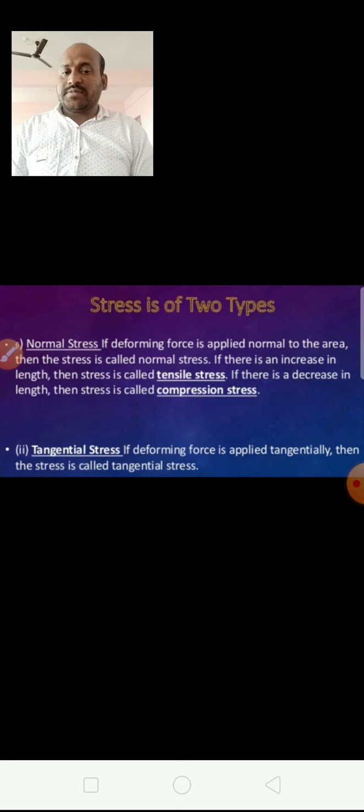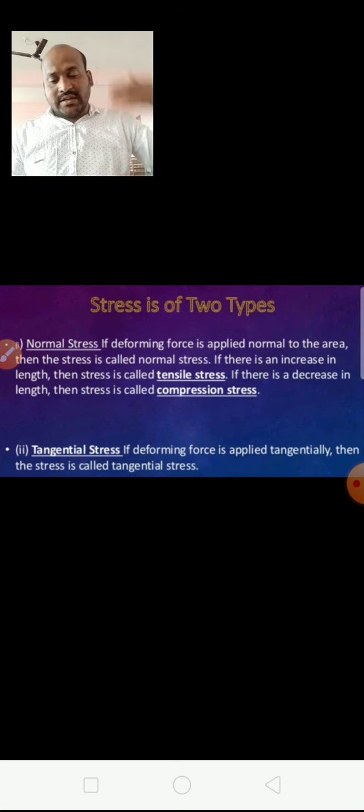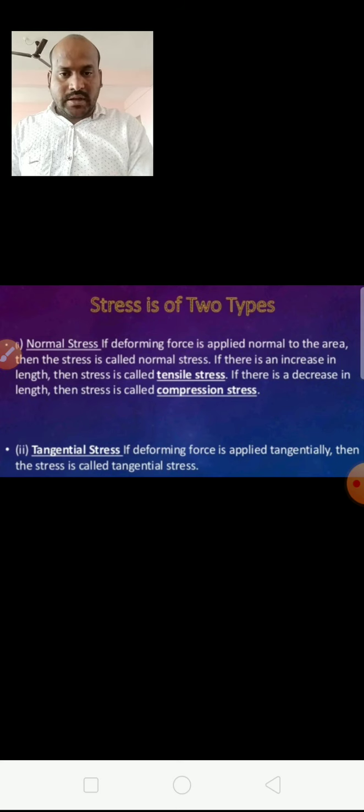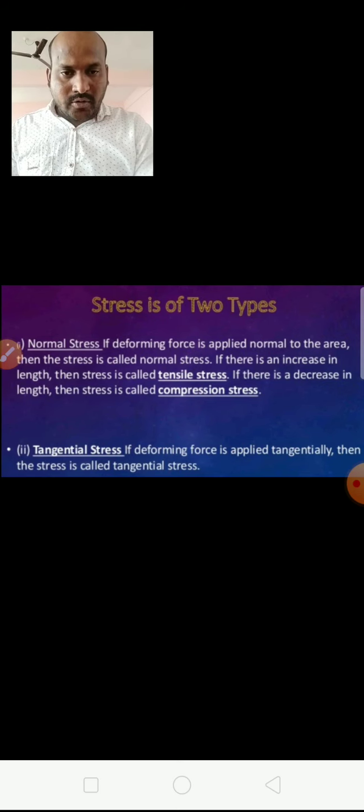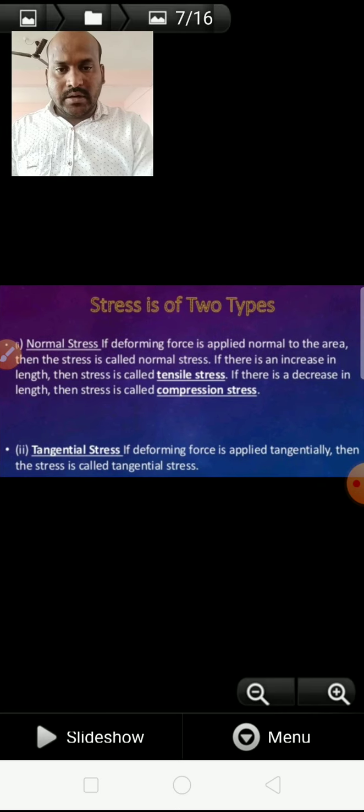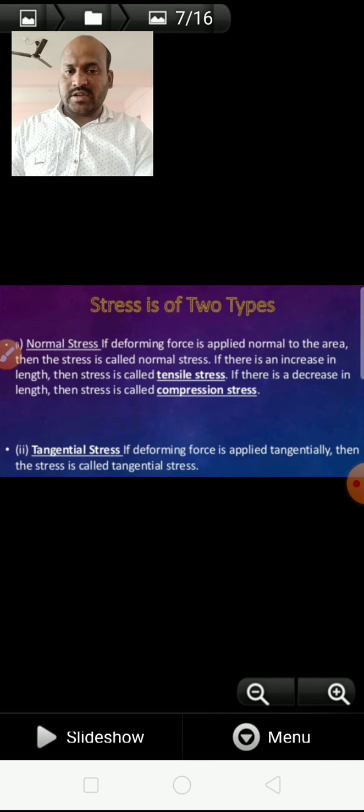Two types of stress are there: normal stress and tangential stress. Commonly, in normal stress, the force is applied perpendicular, or normal, to the contact surface. If a deforming force is applied normal to the area, are you getting normal? What is normal? I told you before, it is perpendicular to the area. Then the stress is called normal stress.